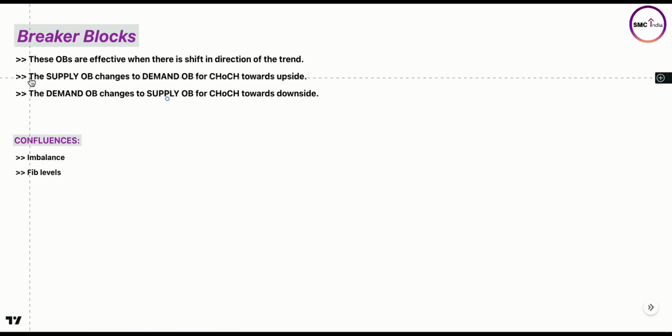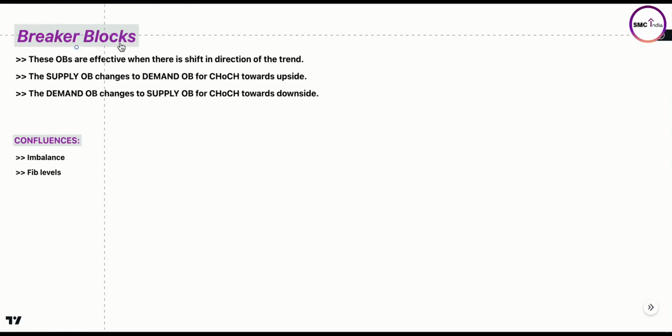So when there is an uptrend, the demand order block generally plays its role. But when there is a change of character towards the downside, the demand order block fails and changes to a supply order block. And the same is the case for a shift in direction towards the upside. When the price comes down in a bearish market, suddenly the supply order block fails and next it changes to a demand order block when there is a change of character towards the upside. So when this supply order block changes to a demand order block, it is called a breaker block.